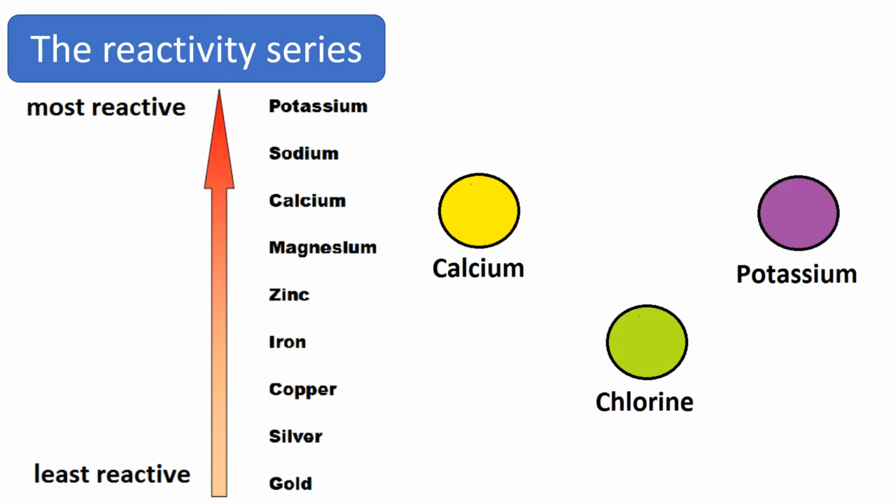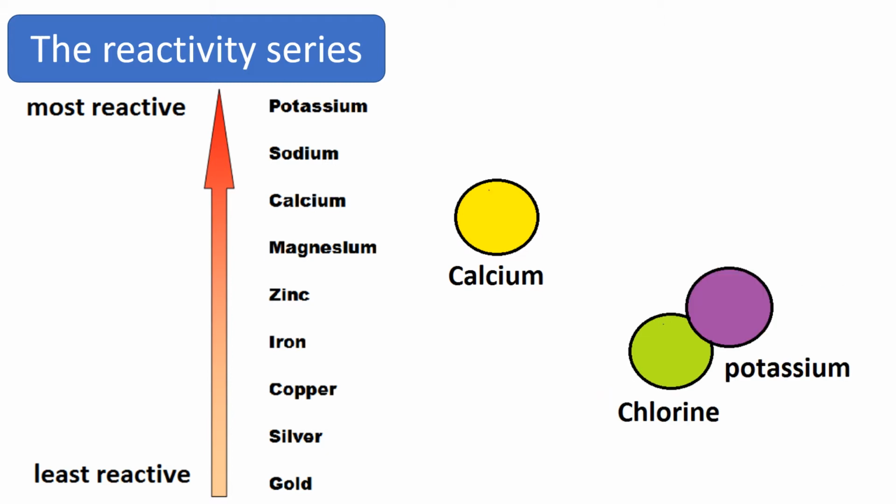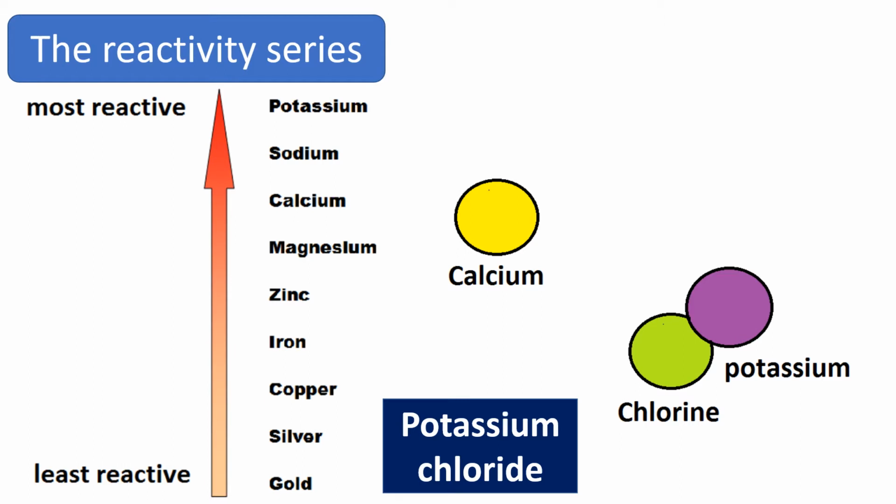What about this one here then? So I've got calcium and potassium, they are both metals. And I've got the chlorine, which is the non-metal. Which one of those metals is going to react with the chlorine first? Well, if we looked at our reactivity series, you can see potassium is more reactive than calcium, and so it would react with the chlorine. The calcium would not have the opportunity. What's the name of that compound? Well, it'd be potassium chloride.